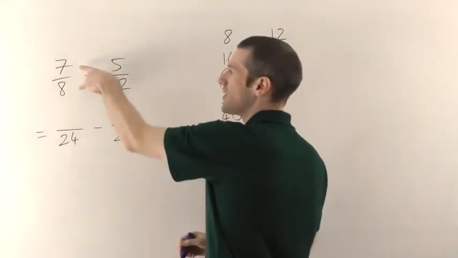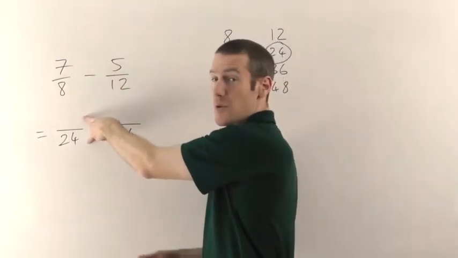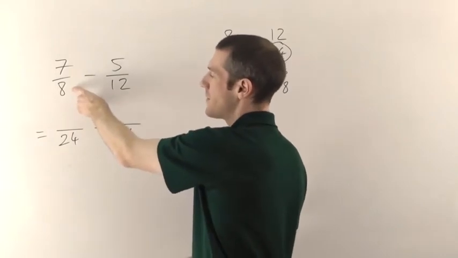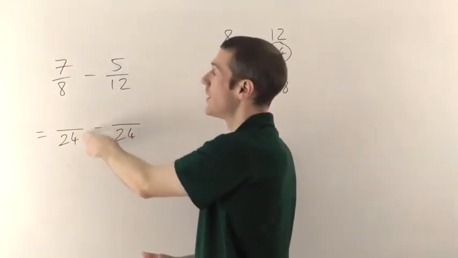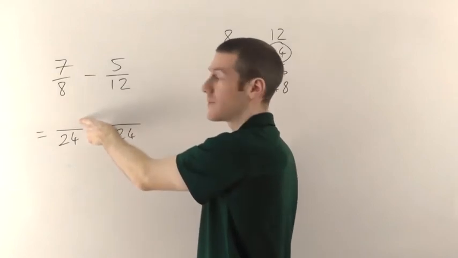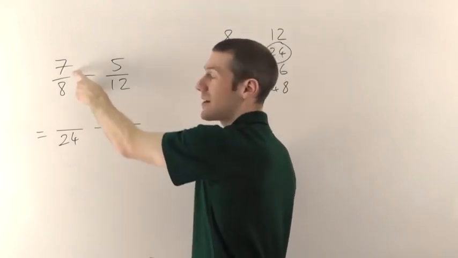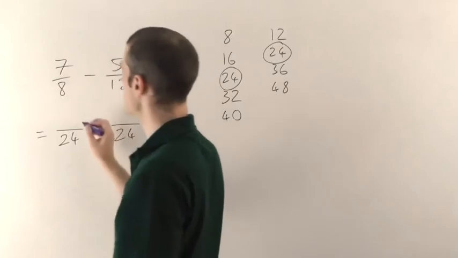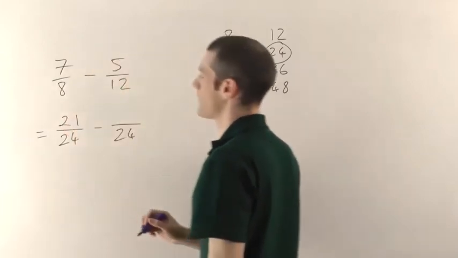I then just have to work out what 7/8 would be over 24. Well, here I'm timesing the 8 by 3 to get 24, so I've got to times the 7 by 3 as well. Remember, whatever you times the bottom by, you must times the top by the same thing. So 3 7s are 21.